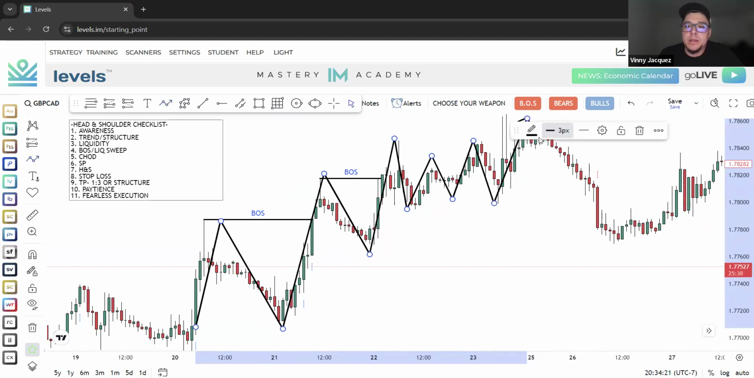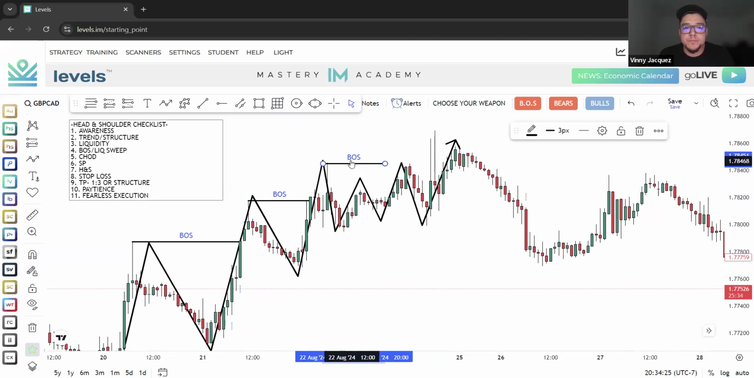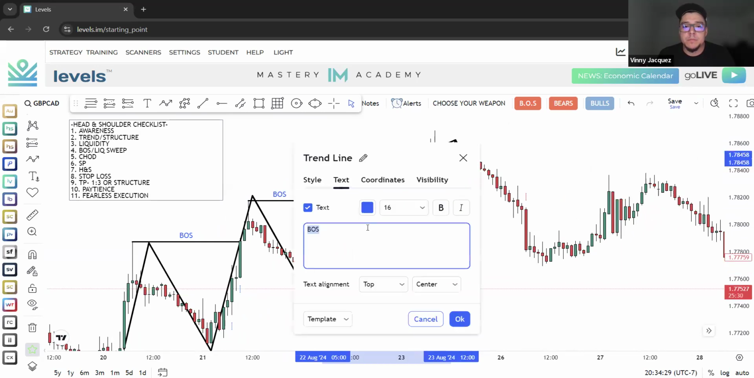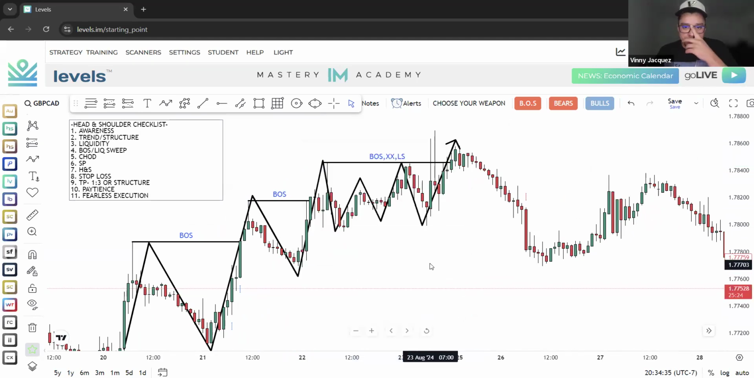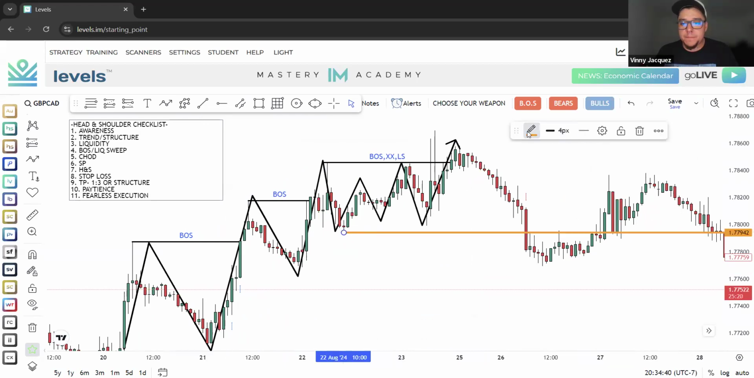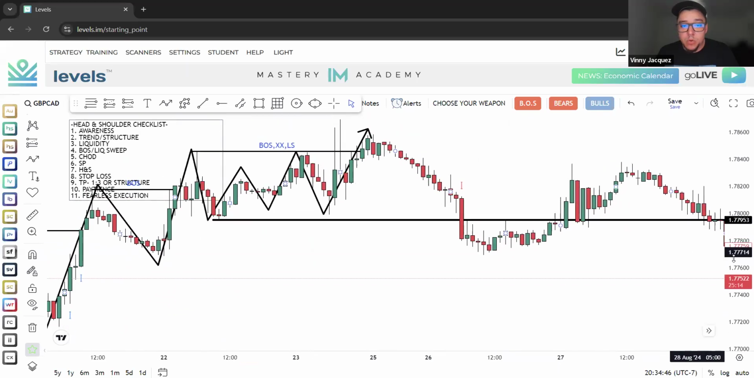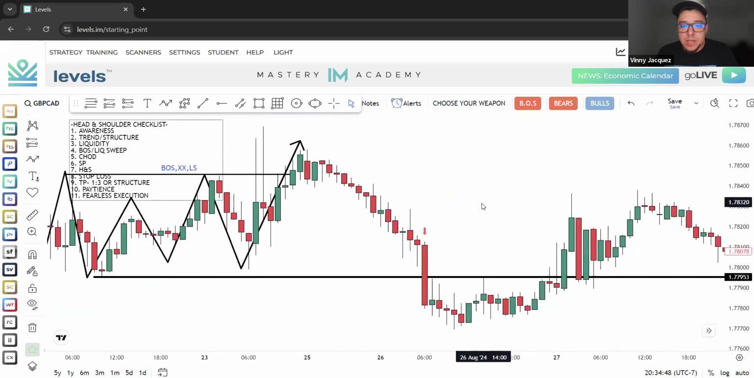So let's go ahead and put this down. We do have a breaker structure, a liquidity sweep, and the left shoulder. Right now, again, we need my change of character line. Boom. This is my change of character line. Notice how Levels is letting you know. Levels is literally letting you know.